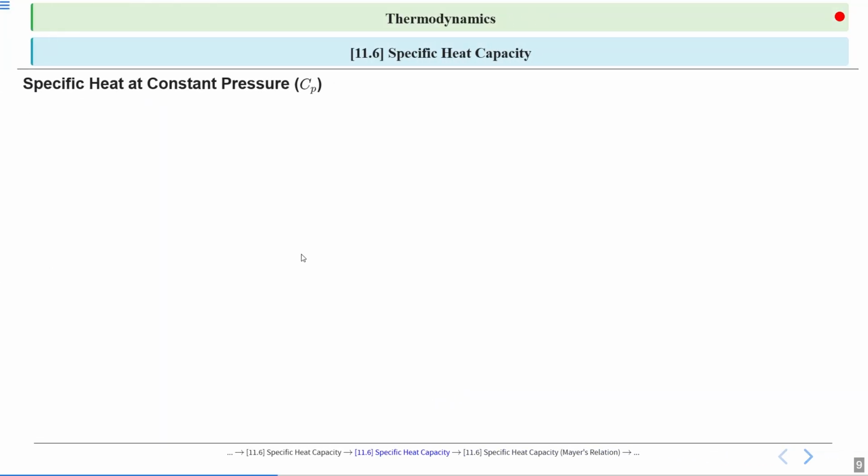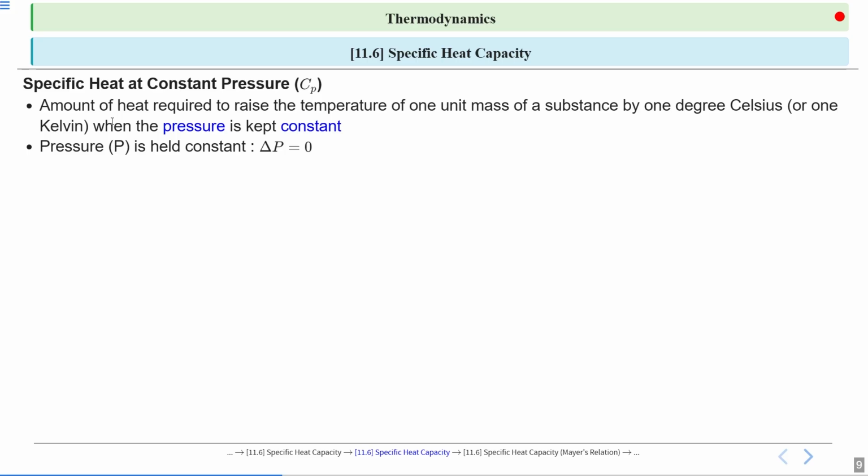Specific heat at constant pressure. The amount of heat required to raise the temperature of 1 unit mass of a substance by 1 degree Celsius or 1 Kelvin when pressure is kept constant. In this case, the pressure is held constant. It means delta P, the change in pressure, is equal to 0. So work done is due to the volume change, that is W equal to pressure into delta V.